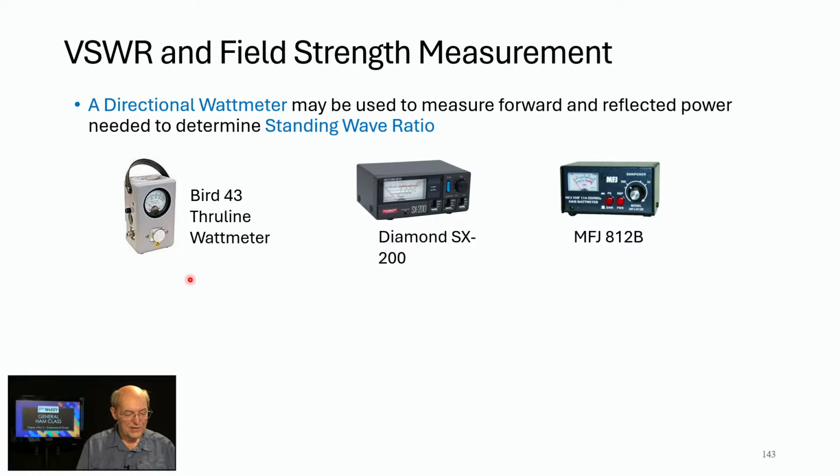So here's some other instruments. The Bird 43, very famous watt meter. You can read forward power. Then if you reverse this slug, you just rotate it, you can read forward power, reverse power, and calculate SWR. Here's a couple of other boxes that will do the same thing.